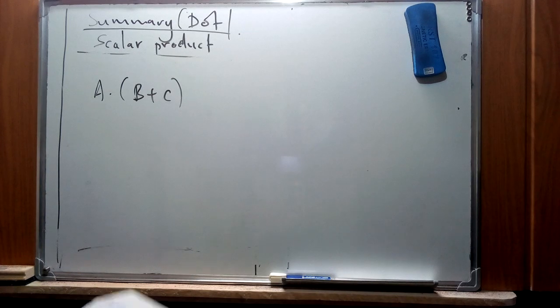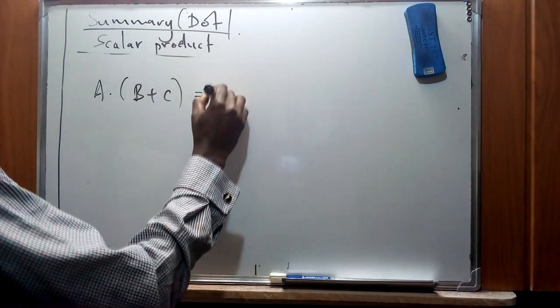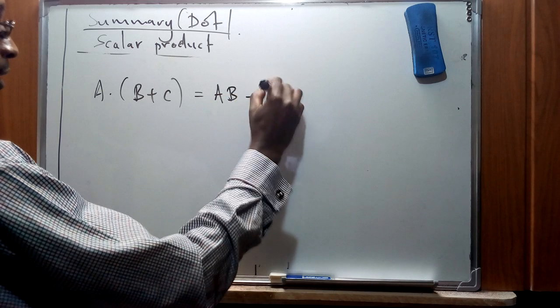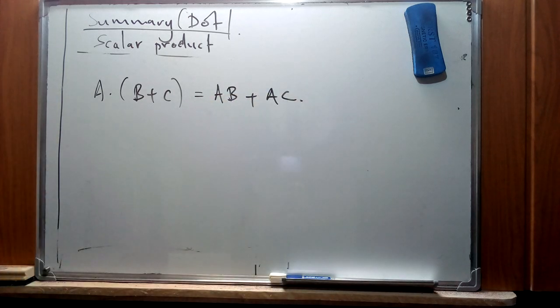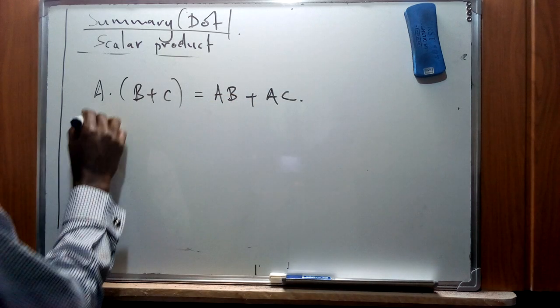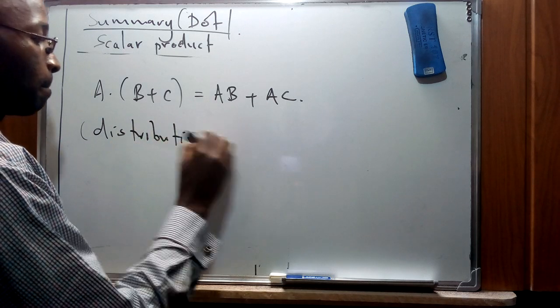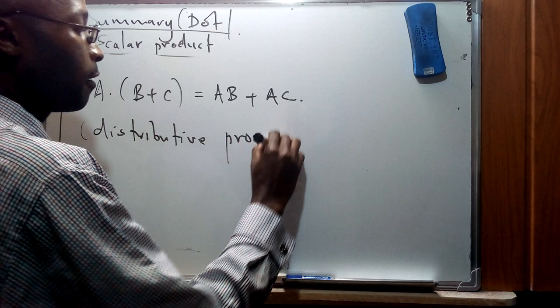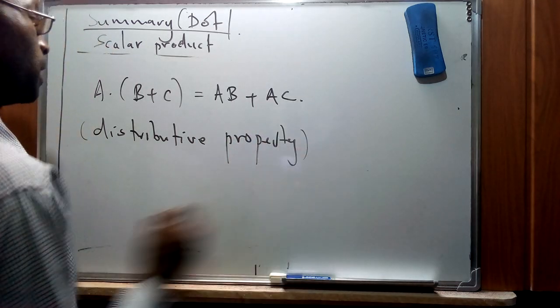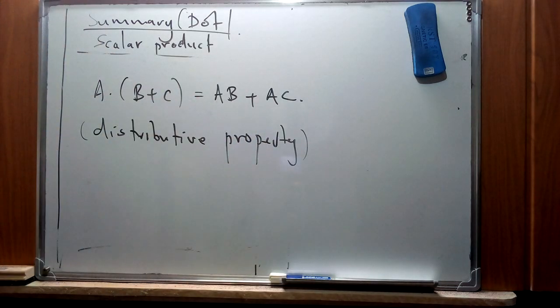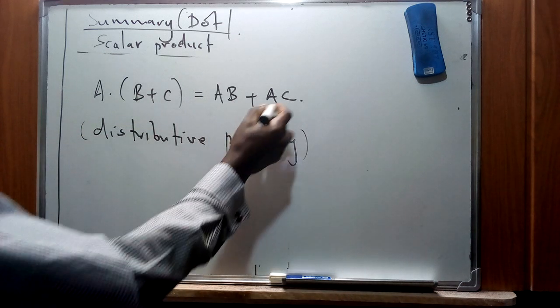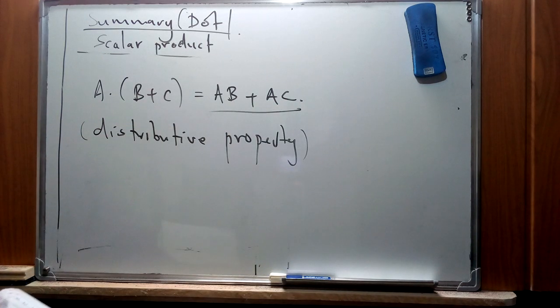This is going to give us a·b plus a·c. So this property of vectors is known as distributive, in that when we multiply a times the components of those vectors which are in brackets, it's going to give us that specific product.